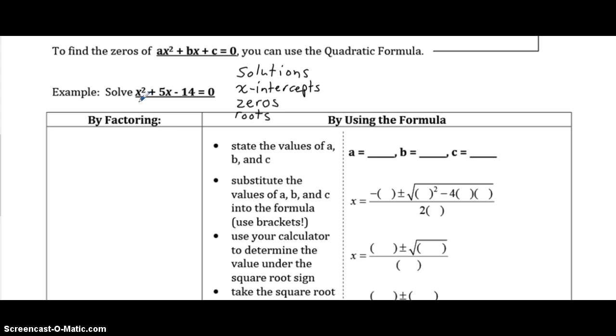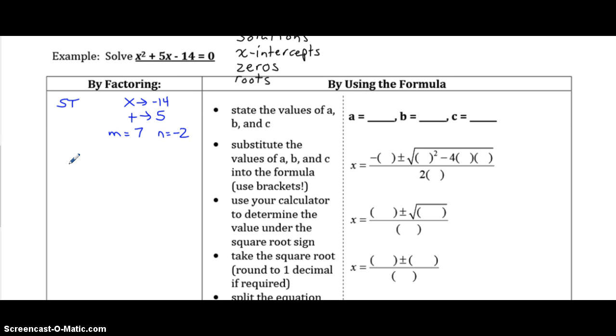If you were going to solve that by factoring, the first thing you'd have to decide on is what type of factoring it is. Hopefully, you see that it is a simple trinomial. So you're finding two numbers that multiply to give you negative 14 and add to give you 5. And those two numbers, remember, are your m and n. Those two numbers are positive 7, negative 2. And of course, you don't have to write this stuff down. You can do it in your head.